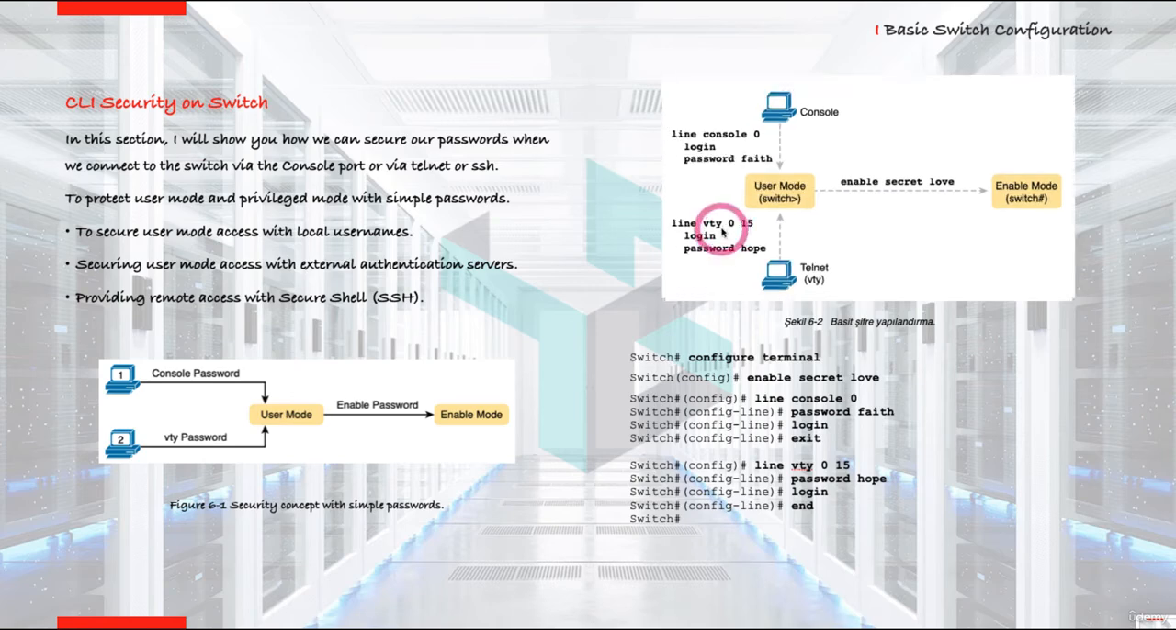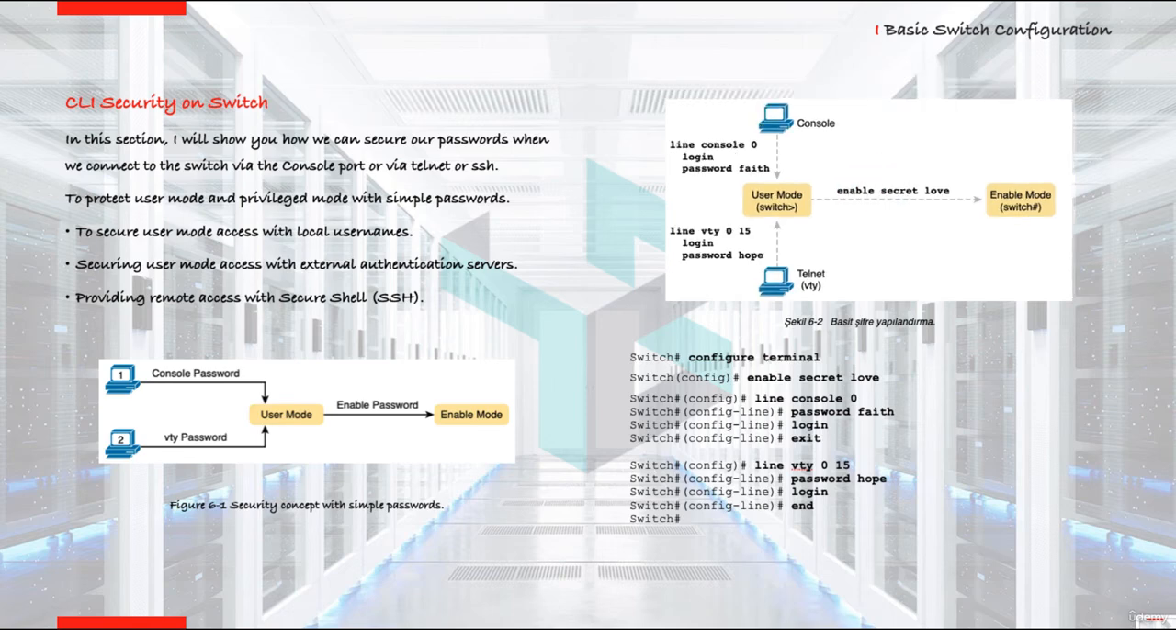We set these ports with the line VTY 0 to 15 command, and we use the login command and password command for line VTY. Once we have given the password, we can access the CLI by opening a terminal program through the network. After accessing user mode, we need to switch to enable mode, and we need to give an enable password to go to enable mode. If you are connecting from line VTY, telnet and SSH, you must have an enable password. You enter user mode without an enable password, but if you are not given an enable password, you cannot proceed further. I've written the commands that we're going to enter here. We'll do them a little later.